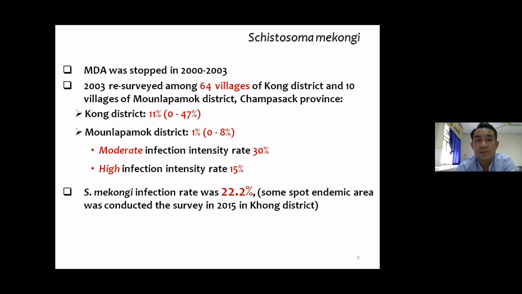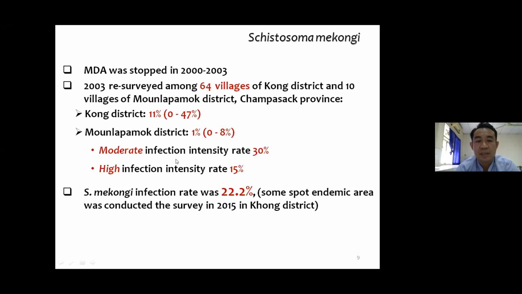Next slide, just to brief you on the history again. The MDA was stopped in 2000 to 2003, and after that we resurveyed 64 villages of Khong district and 10 villages of Mounlapamok district. We found that Khong district had an infection rate of Schistosoma mekongi of around 11%, and the highest infection rate was 47%. And Mounlapamok district had an infection rate of around 1%.